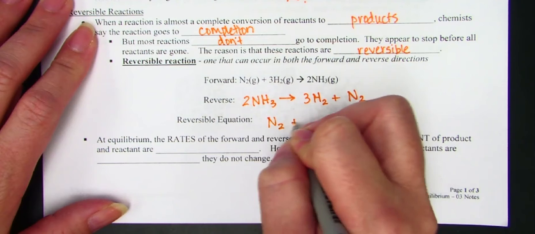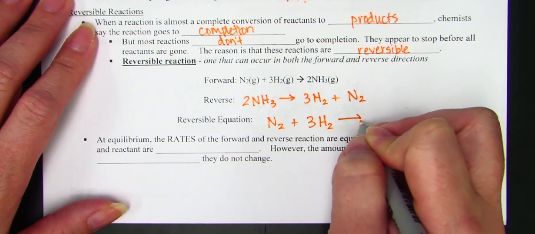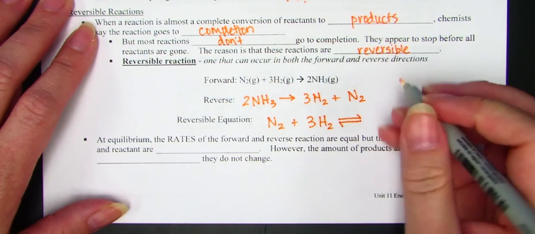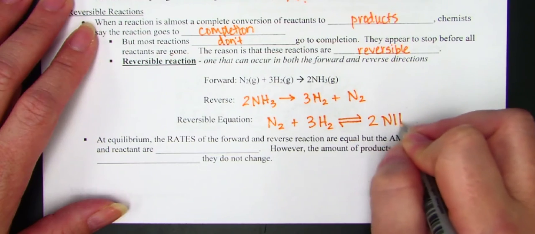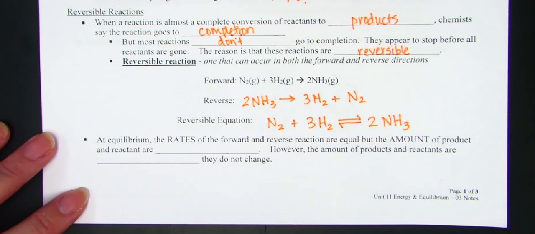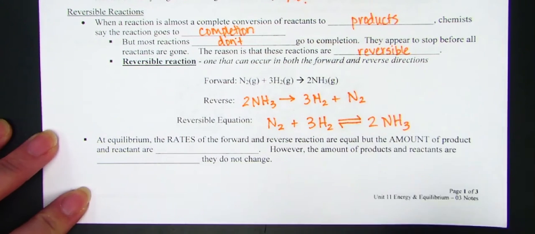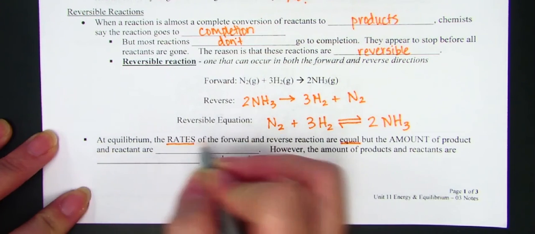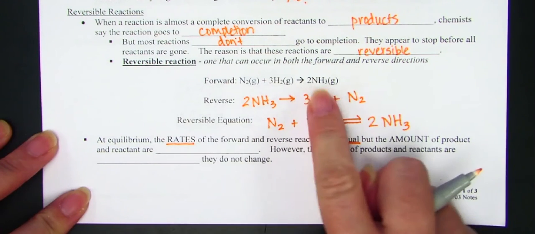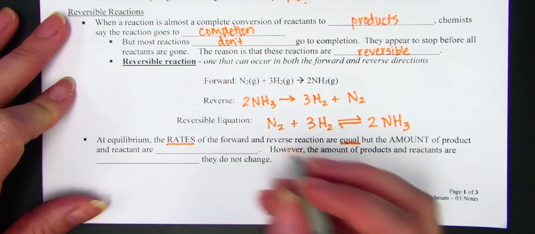So N2 and hydrogen. And the way I show that it's reversible is to do a double-headed arrow, showing that it can go in both directions. Forms ammonia. So this is a reversible reaction. And reversible reactions will reach that point where the concentrations stay the same. And that point is equilibrium. So at equilibrium, the rates of the forward and reverse reactions are equal. So my rates are equal. How fast I'm going forwards is just as fast as I'm going in the opposite direction. But the amounts of product and reactants are not equal.